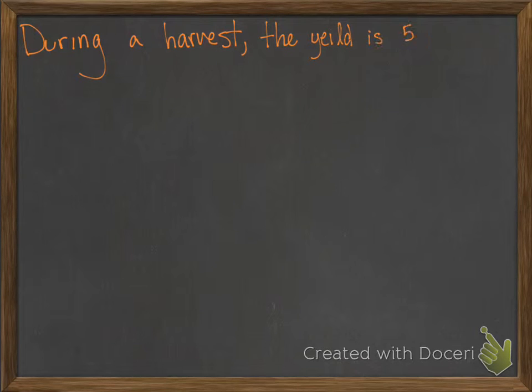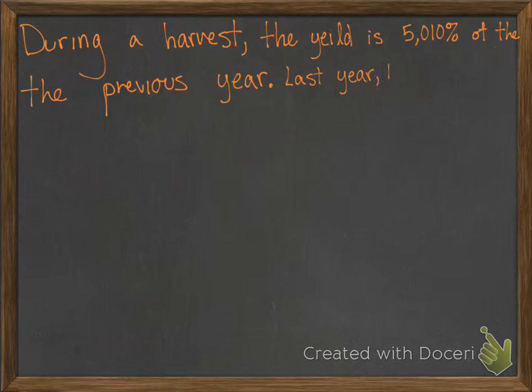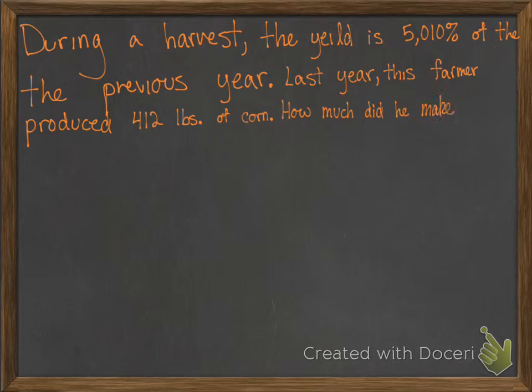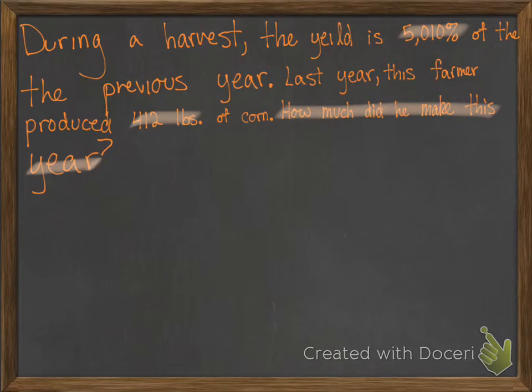Now, we have a little word problem here. During a harvest, the yield is 510% of the previous year. Last year, this farmer produced 412 pounds of corn. How much did he make this year? So let's break this down. You have some important information here. The yield is 510% of the previous year. You made 412 pounds of corn last year. How much did you make this year?